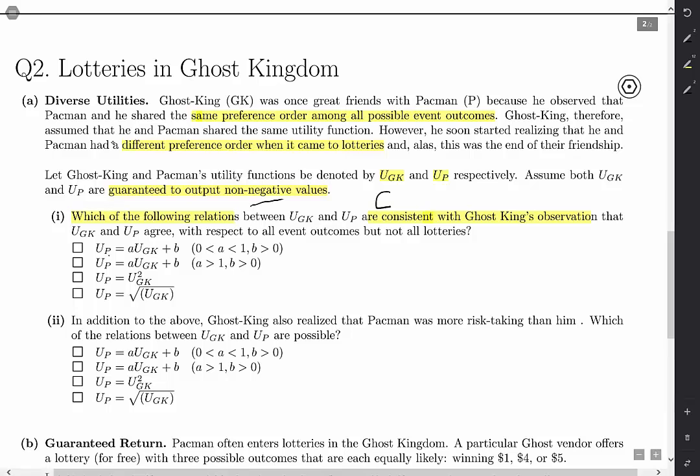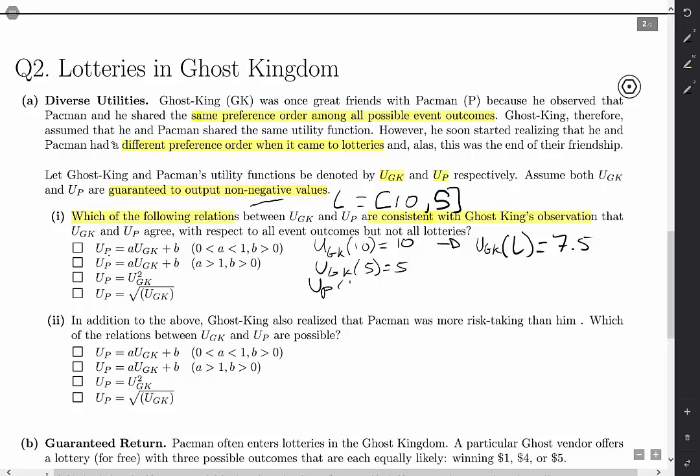But for lotteries, we see that they're different. For example, if I have a lottery between 10 and 5, then UGK of this lottery, if UGK, let's say UGK of 10 is 10 and UGK of 5 is 5, that means that UGK of this lottery L is equal to 7.5, assuming both are equally likely.